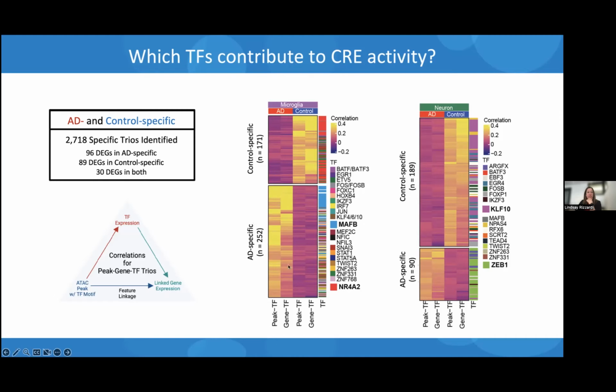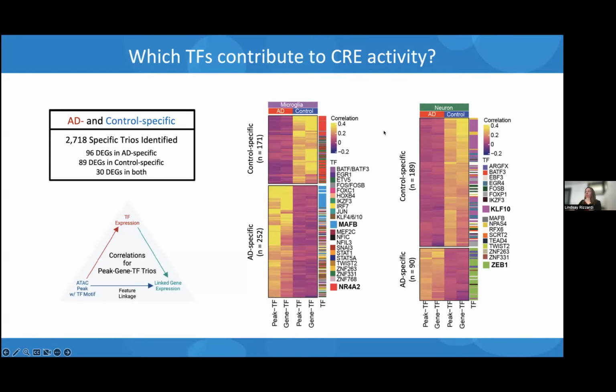In AD-specific trios, we found the most predominant color to be blue, which corresponds to MAFB. MAFB also promotes homeostasis and an anti-inflammatory phenotype in microglia. So what we're thinking is happening potentially is that there's a switch in the way you're dealing with inflammation in control versus AD samples. And of course, this would need to be followed up on a little bit more.